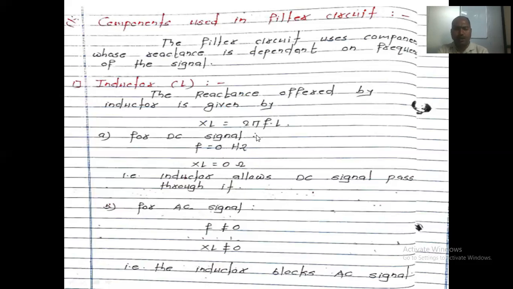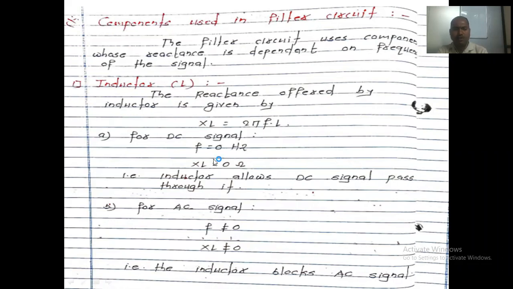For DC, there is no positive and negative cycle, and the value should not change. So the value of F is 0, and 0 into anything is 0. So XL equals 0, which indicates that if we apply a DC signal, the inductor doesn't give any reactance or opposition, right? So the inductor allows the DC signal to pass through it. Did you understand? Please tell me. Yes, sir.